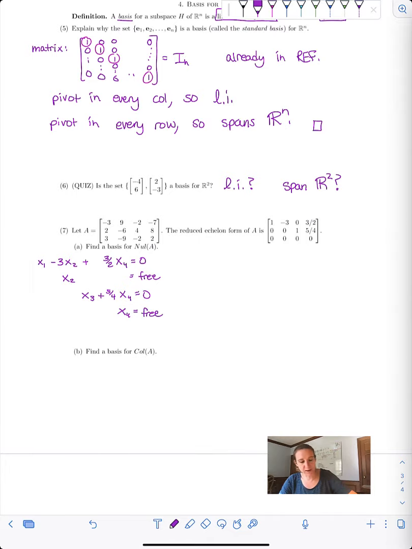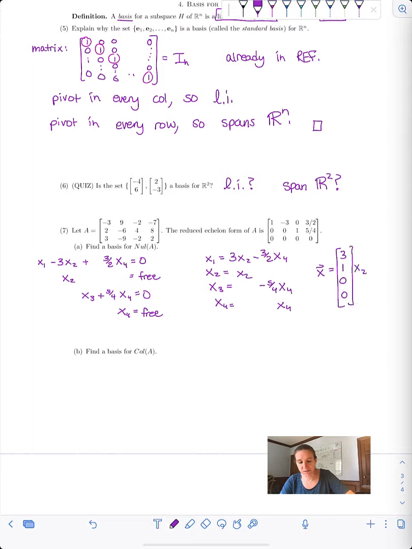If we want to write our solutions, we need to solve for our basic variables in terms of our free variables. So here we have x1 equals 3x2 minus 3 halves x4. Here's where we needed x2 equal to itself since it's free. x3 is negative 5 fourths x4, and then x4 is free. And if you think about how we wrote vectors in parametric vector form, we pulled out the coefficient of the first free variable, and then the coefficient of the second free variable. And here's what we got.